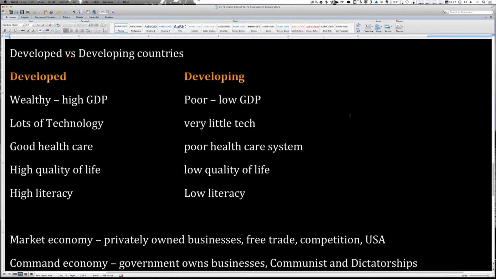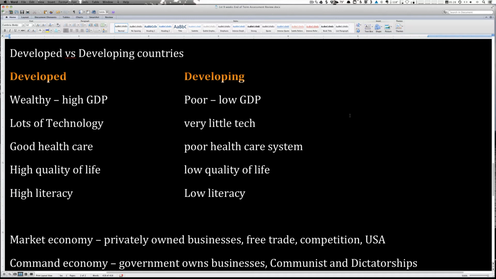There's a good healthcare system. High literacy rate, which means people's ability to read and write, which is tied directly to getting a good education. And people, generally speaking, have a higher quality of life. They live longer. They're healthier. There's jobs available to them. So that's a developed country. The United States is a developed country.